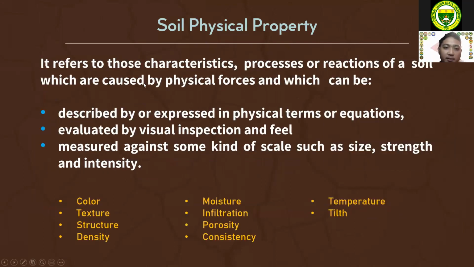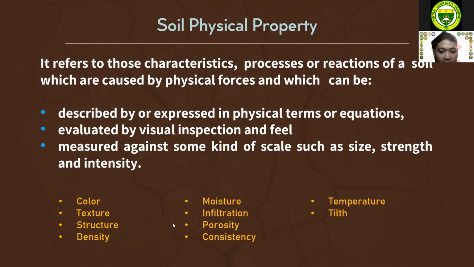So it refers to those characteristics, processes, or reactions of soil which are caused by physical forces. Soil physical properties can be described by or expressed in physical terms or equations, described by visual inspection and feel, just like your color, so you can see it with your eyes, and also your feel. For our soil texture, we have a feel and roll method to determine that, and measured against some kind of scale such as size, strength, and intensity.